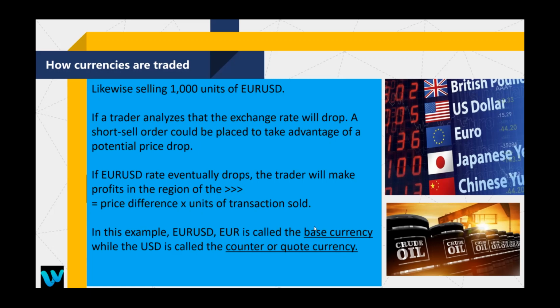So this is a term now. Next time I might say base currency, counter currency, and now you know what it means, right? The first currency of a currency pair is the base, while the second one is the quote or counter currency. And it's always equal to the exchange rate at every point in time, which is always changing. All right.